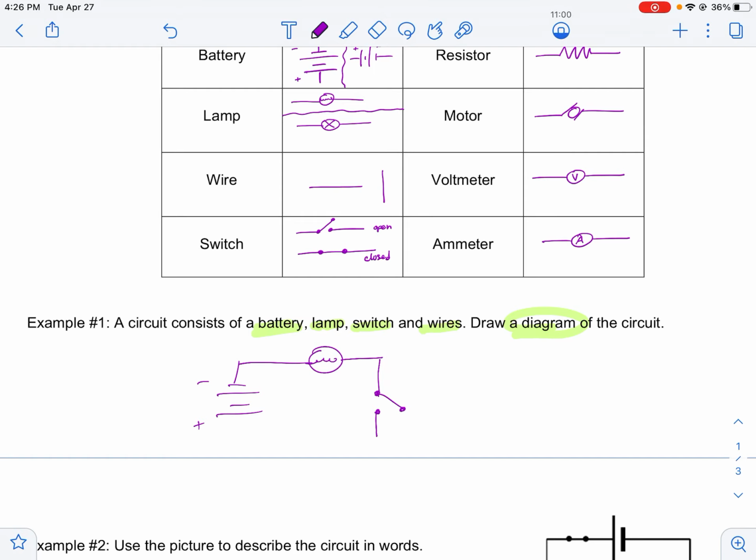Now I can't stop, right, because I have to have a complete circuit, so it has to go all the way back to the other side of the battery. So now I have a battery, I have a lamp, I have a switch, and my wires that make a nice closed circuit. So that's the diagram of this circuit.